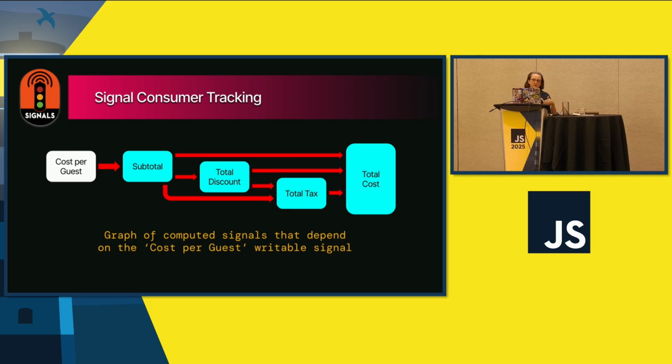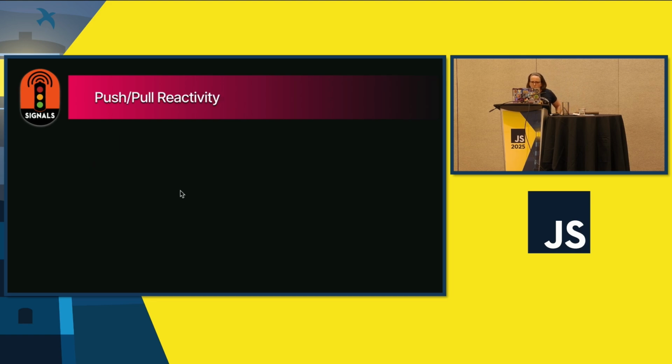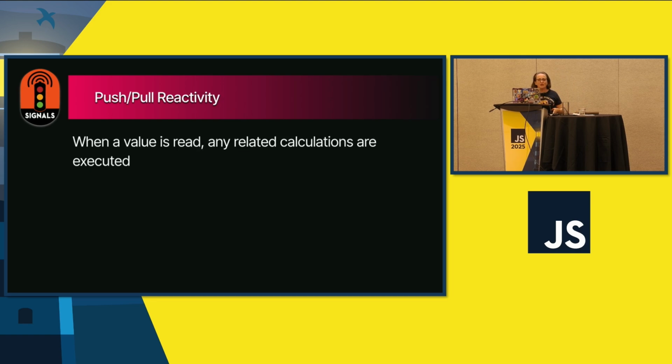So under the hood, we've got our dependency graph, right? The dependency graph is a directed acyclic graph, or a DAG. The edges between the vertices have a direction, right? So we can see here that we have a direction, but there are no cycles, there are no closed loops, right? So it's always kind of going one way. All right, so when any value is read, any related calculations are executed. So again, the execution is deferred until the value is read.